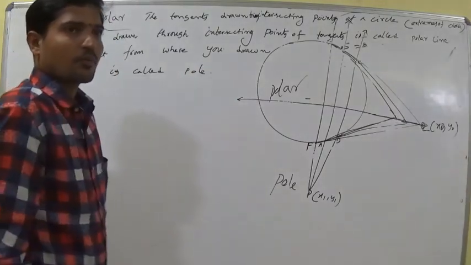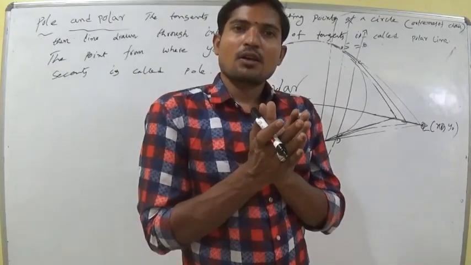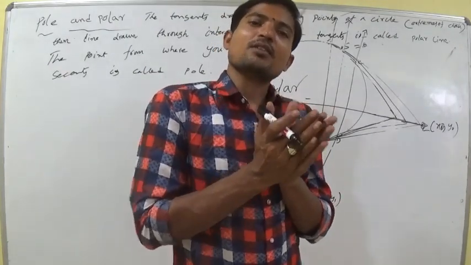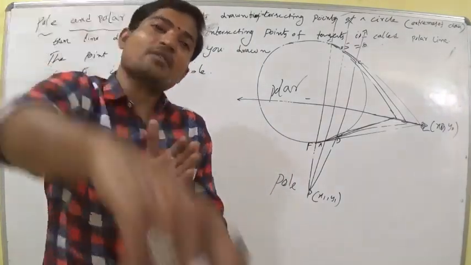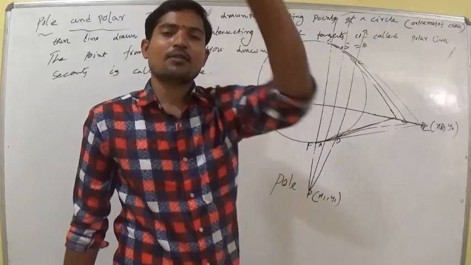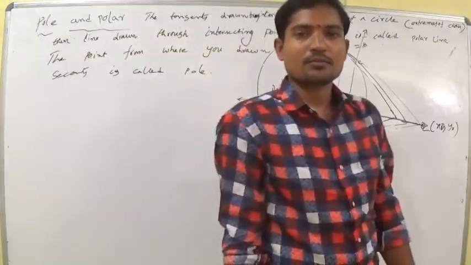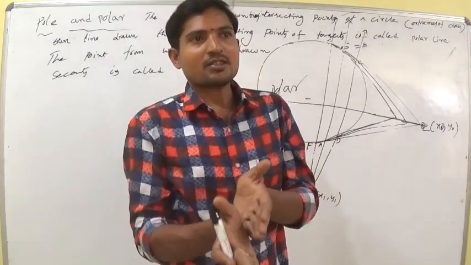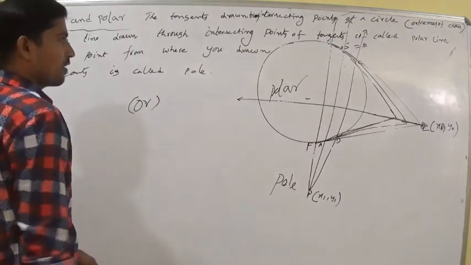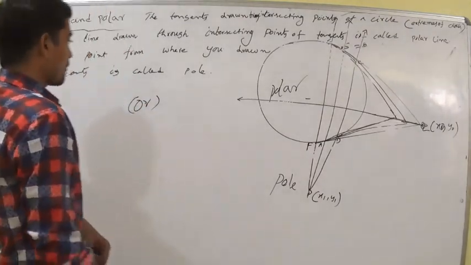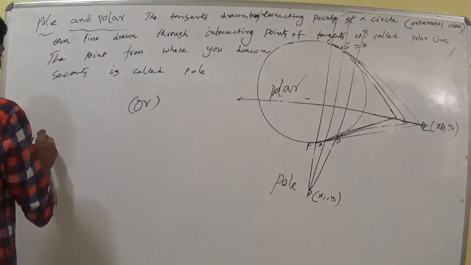Understand? From a point we draw a secant, and through that secant we draw tangents. Through the intersecting points of the tangents we draw a line. That line is called polar line. Clear? First of all, we draw a secant, or we can change the definition, or we can give the definition like this also.